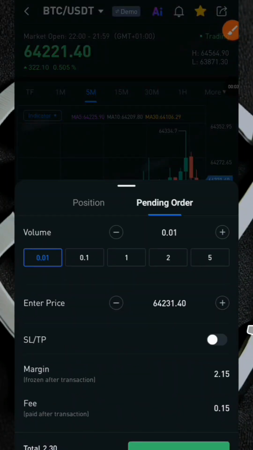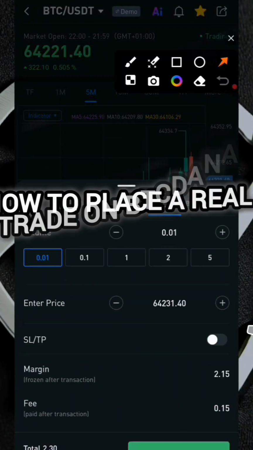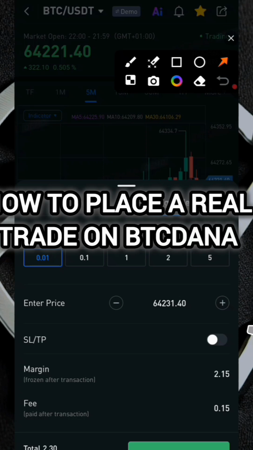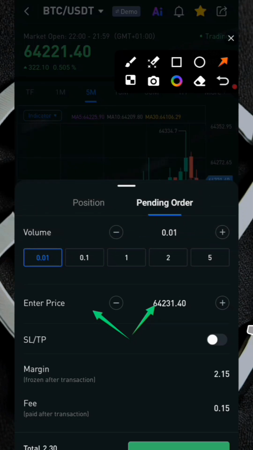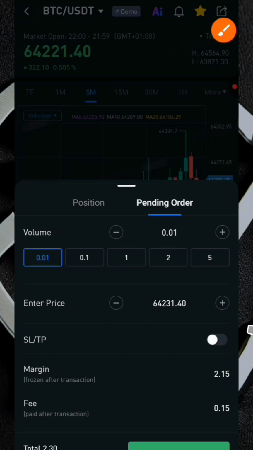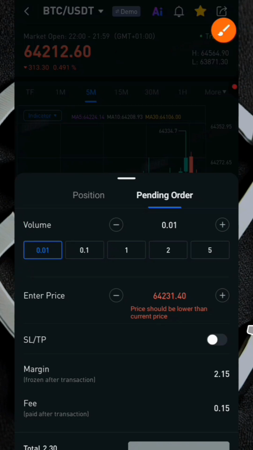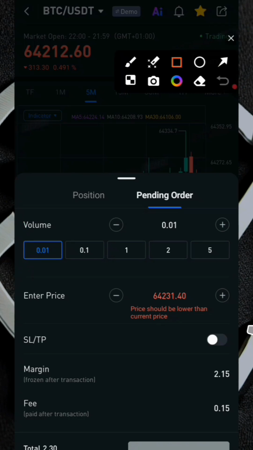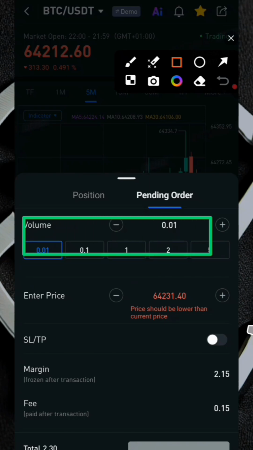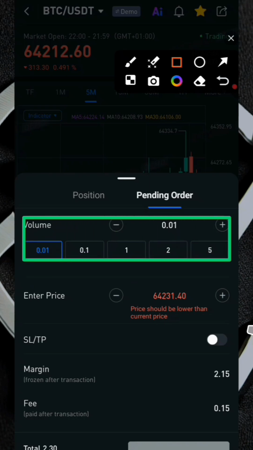So in today's video, I'm going to show you exactly how I placed a real trade on BTCDana using one of the official trading signals shared in their signal group. This isn't financial advice. My goal is simply to show you the process I personally followed, from raising the signal to placing the trade on the platform. Remember, every trade carries risk, so always do your own research and use proper risk management.